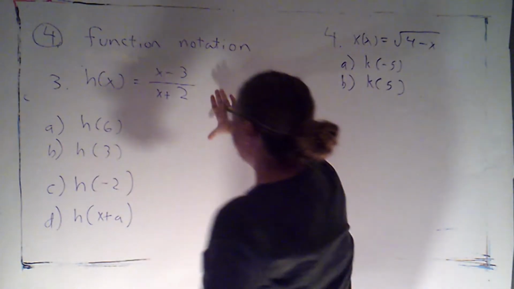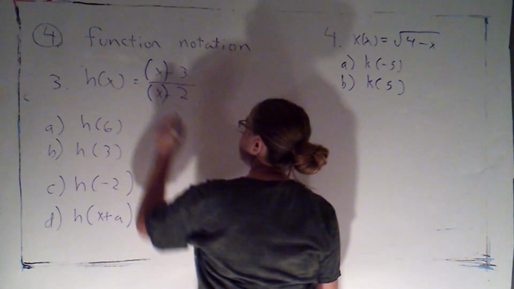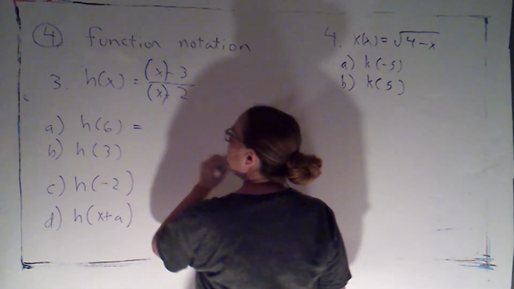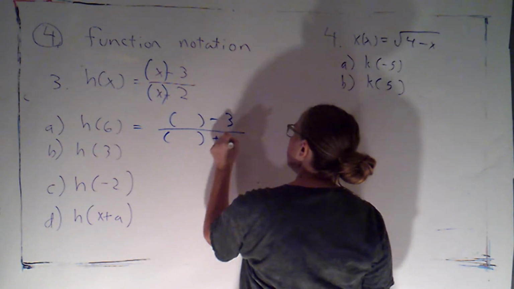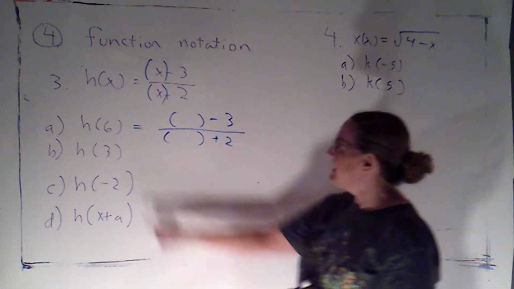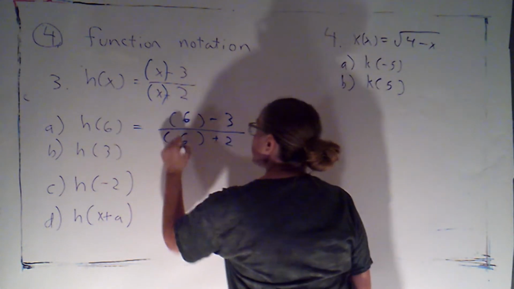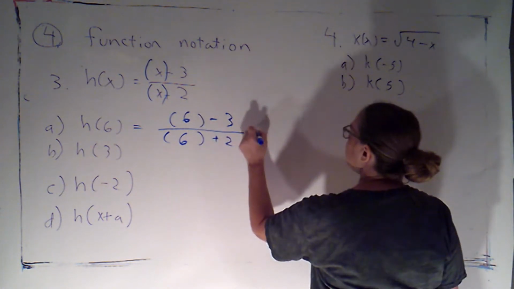Okay, so for problem 3, again, I'm going to just put parentheses around the x because that's just a placeholder for my input. So if I'm evaluating h somewhere, I'm going to just copy down that formula, but I'm going to replace the x with just a placeholder for my input. Now this says we were supposed to plug in 6, so I put 6 in both of those positions, and then I do the math.